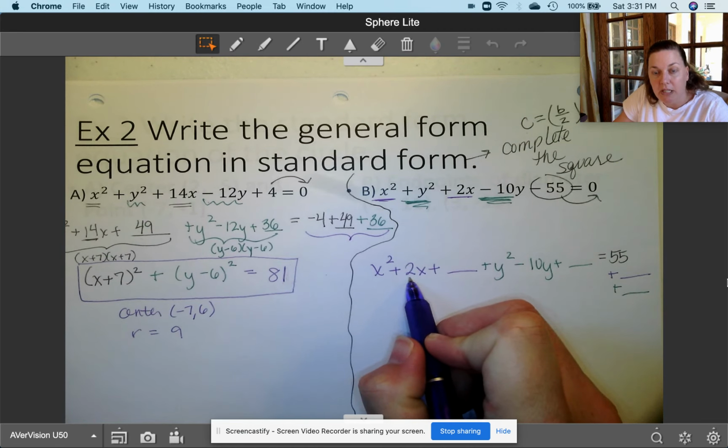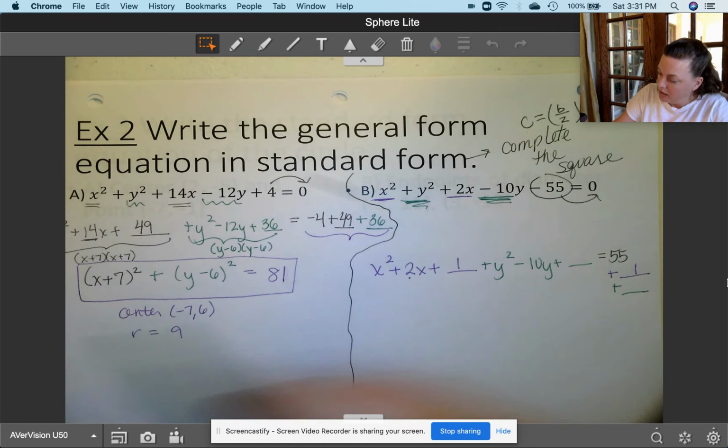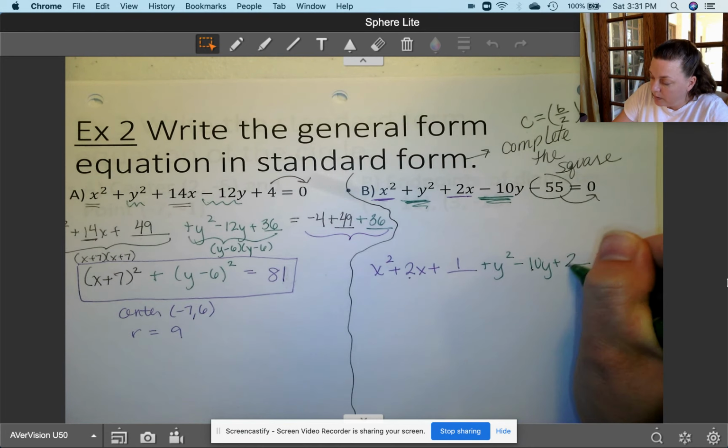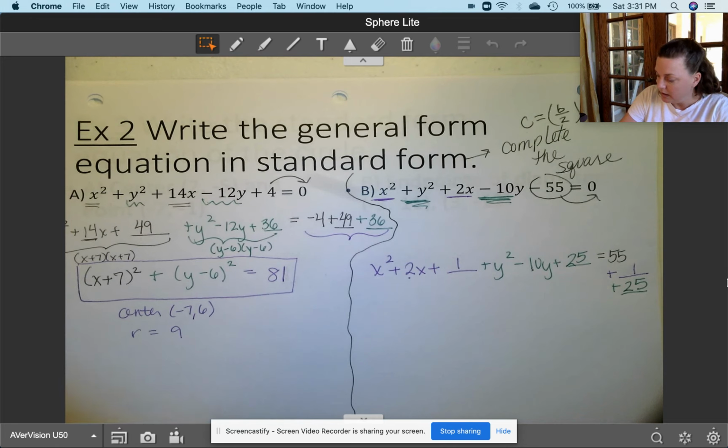All right, so what goes in those blank spaces? Again, b divided by 2. So 2 divided by 2 is 1, squared is 1. Negative 10 divided by 2 is negative 5, squared is 25. Hopefully this is familiar. You remember doing this once upon a time. It might feel like a long time ago.